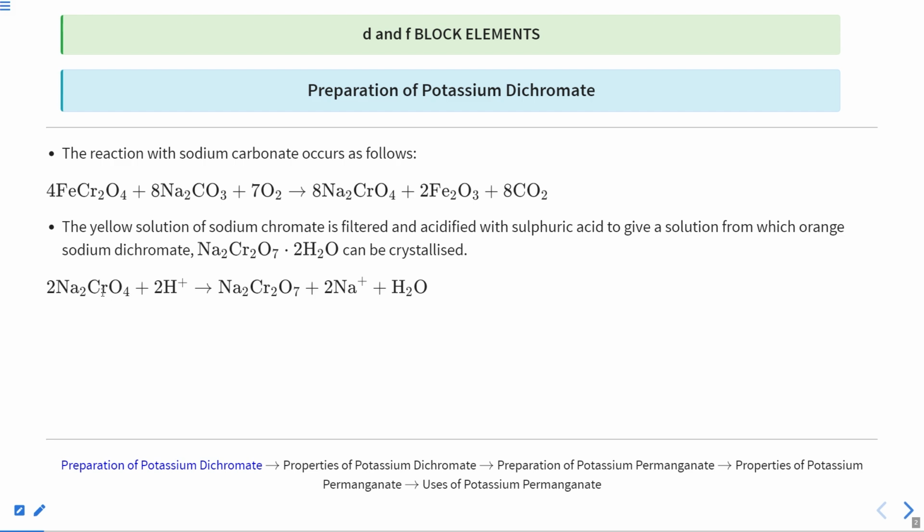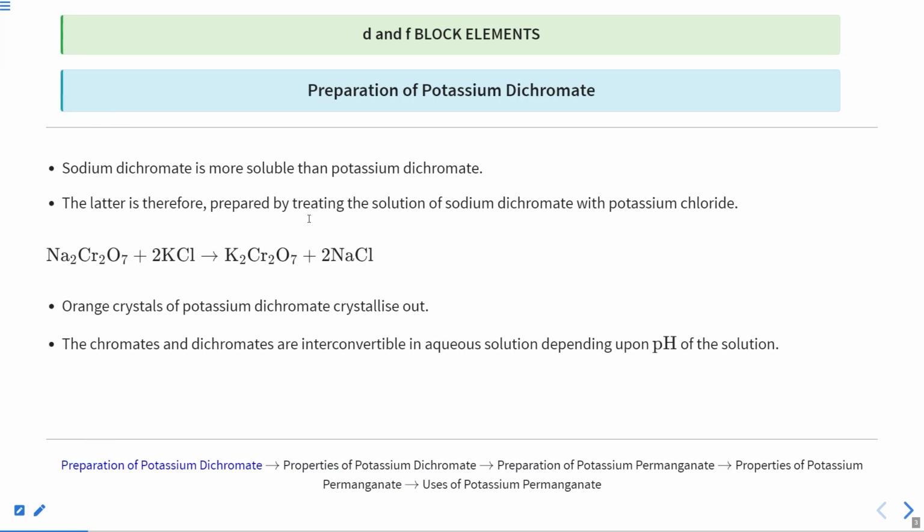So sodium chromate goes to sodium dichromate. In the next step, since sodium dichromate is more soluble, if you treat it with KCl, it will give you potassium dichromate, which was our requirement. Now, orange crystals of potassium dichromate crystallize out. The chromate and dichromate are interconvertible in aqueous solution depending upon the pH of the solution. So this is a very important point: they can be interconverted if we change the pH.